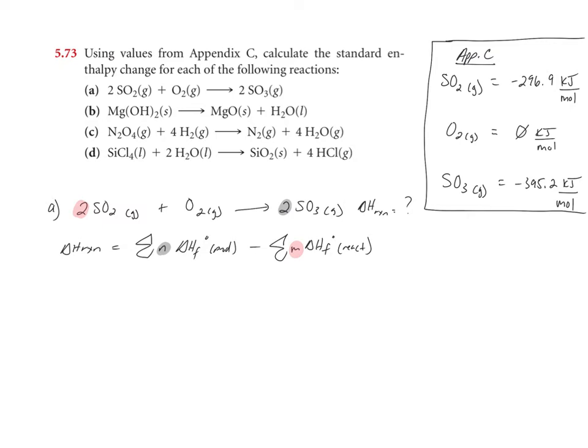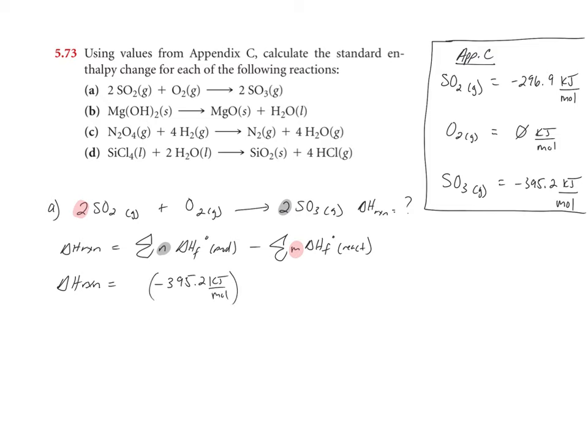So to begin putting this together, I consult Appendix C. And since I didn't want to do that here in this video, I already put the information to the top right. So the top right of the board here, I have all 3 substances that are in this problem. So I really just start filling in. My product is SO3. SO3's enthalpy of formation is negative 395.2 kilojoules per mole.